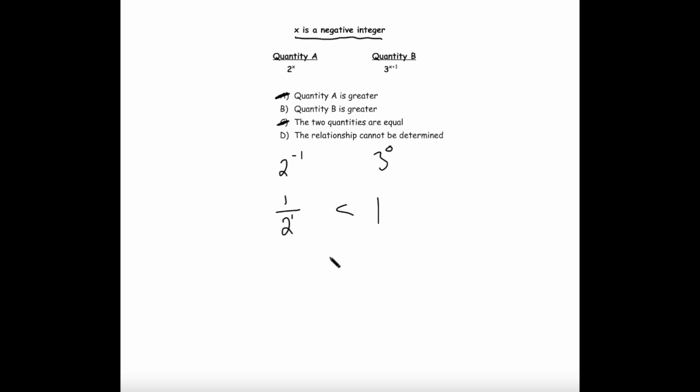So let's try a negative integer that's a little further out, right? How about 2 to the power of -3, right? When I do 2 to the power of -3, that's 1 over 2 to the 3, or 1 over 8. And 3 to the power of -3 plus 1, or 3 to the power of -2, is 1 over 9. Aha! Just barely, but in this case, quantity A is greater. So I found conflicting cases, meaning that the correct answer here is D.